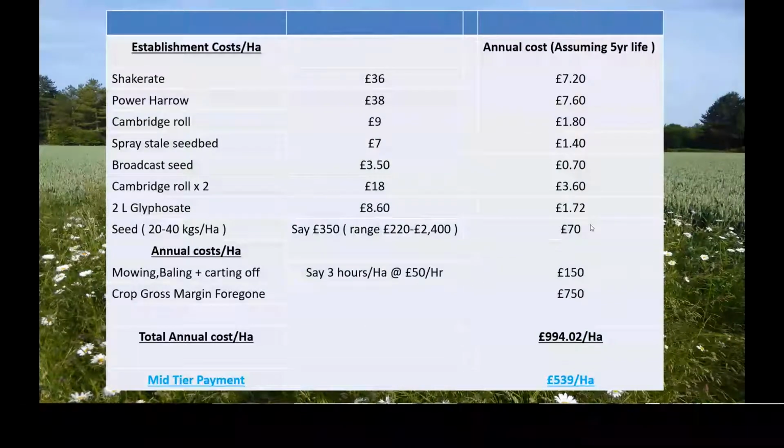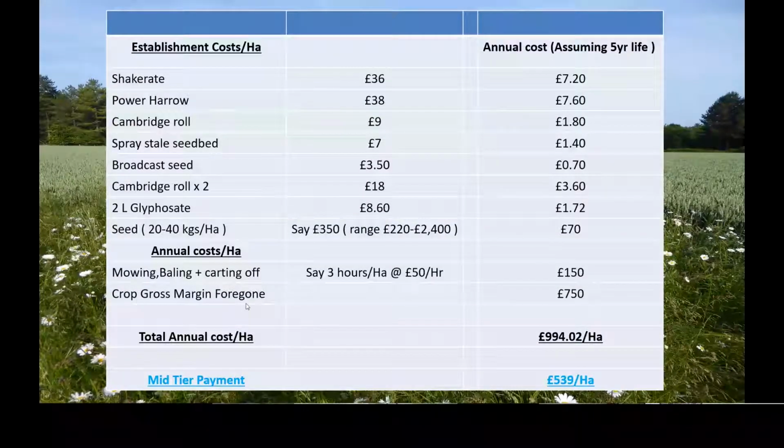So anyway, if you take all those establishment costs and divide them by 5 years, that's the annual cost per year of the establishment. Obviously, the seed's the biggest one at £70 a hectare a year. Mowing and baling and carting off, we'll talk about management in a minute. I've taken an assumption there. Obviously, it depends how big your strips are and how dotted about the farm they are, because there's a lot of running about. It's not like farming a 40-hectare field. If you've got half a hectare here, half a hectare there, there's a lot of wasted time in management. So I've taken that £150 a hectare.